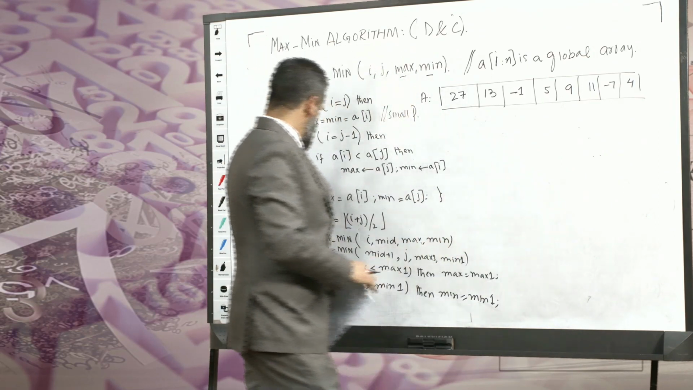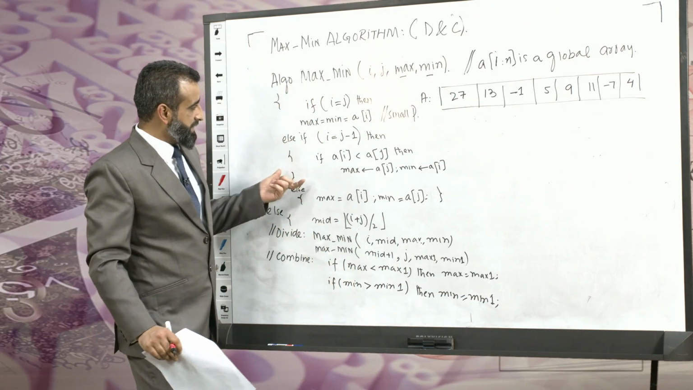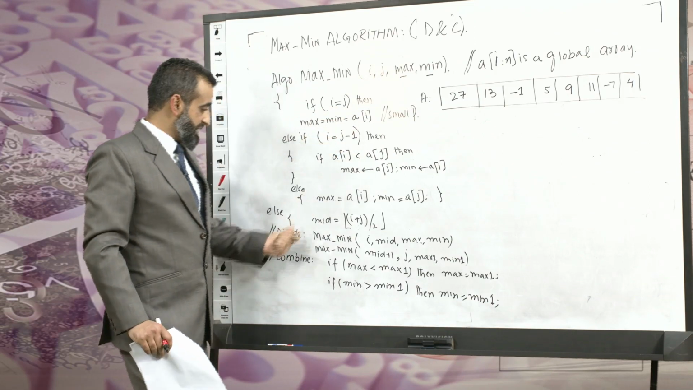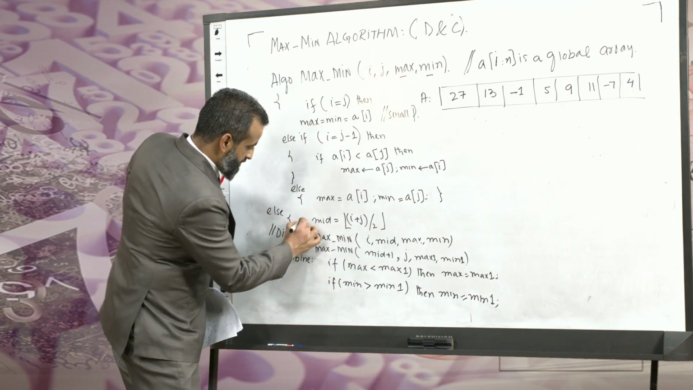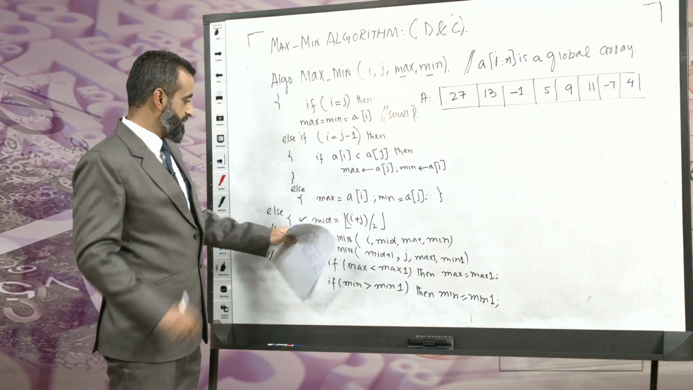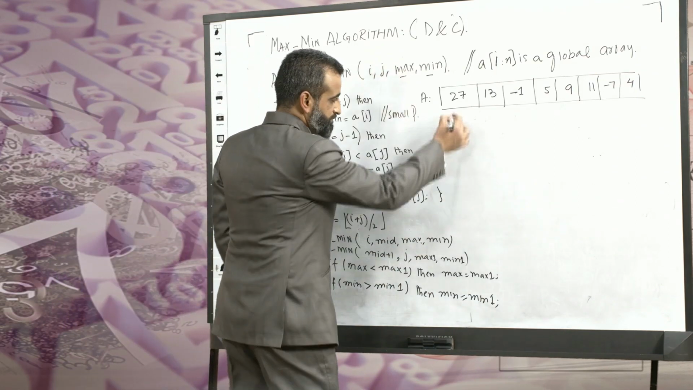First, the algorithm tells me that if the case does not fit a single element, and does not fit 2 elements, then in that case let's start here. Let's compute a mid value. That's exactly what we did in binary search. So let's find a mid value.